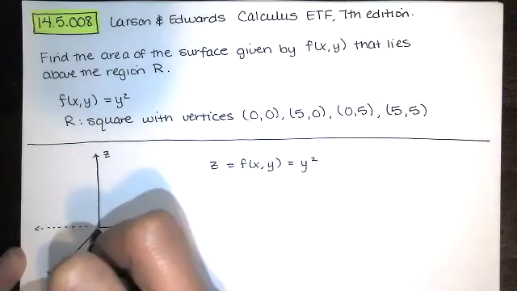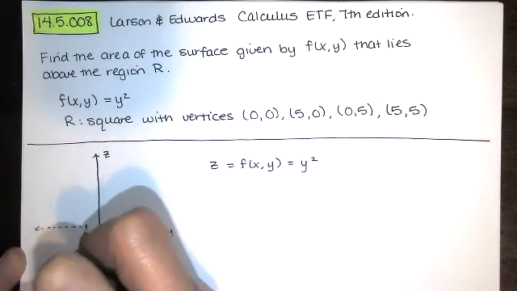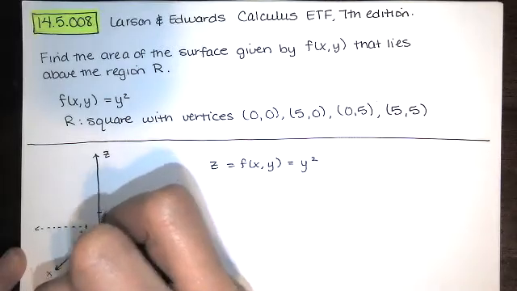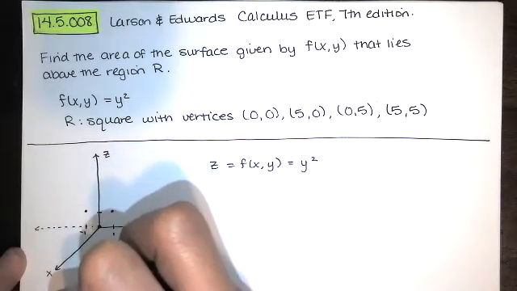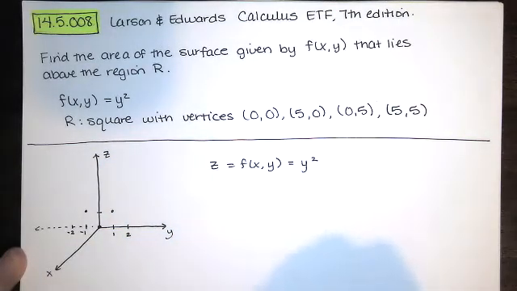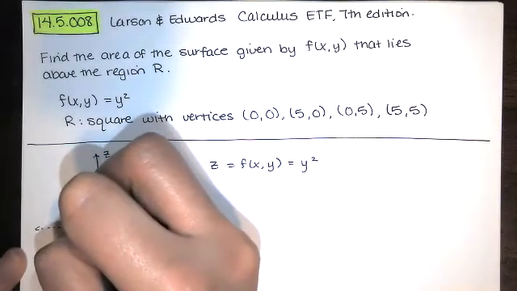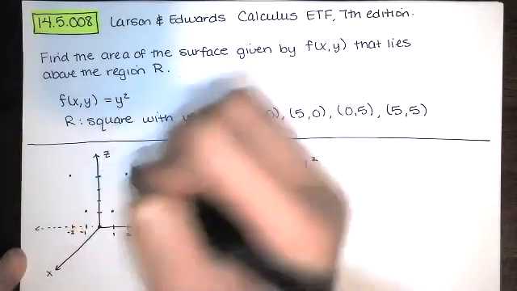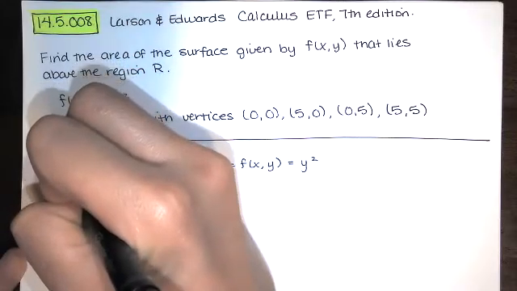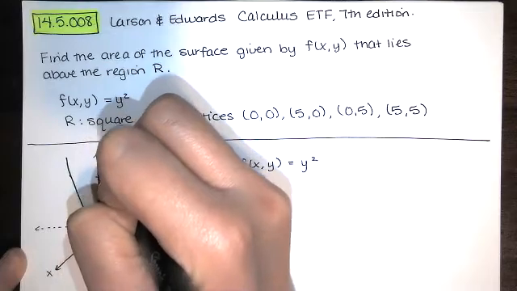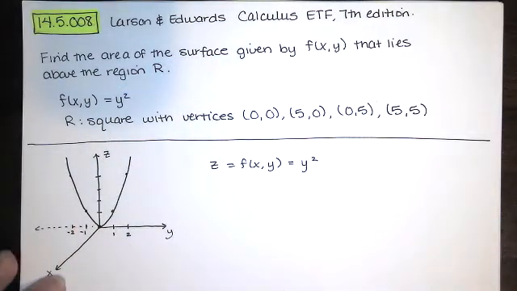So when y is 0, z is 0. When y is plus or minus 1, z is plus or minus 1 squared, which is 1. When y is plus or minus 2, z is plus or minus 2, quantity squared, which is 4. So really, we just have a parabola in the yz plane. And that's what it would look like if we were just graphing in 2D, but we're graphing in 3D.